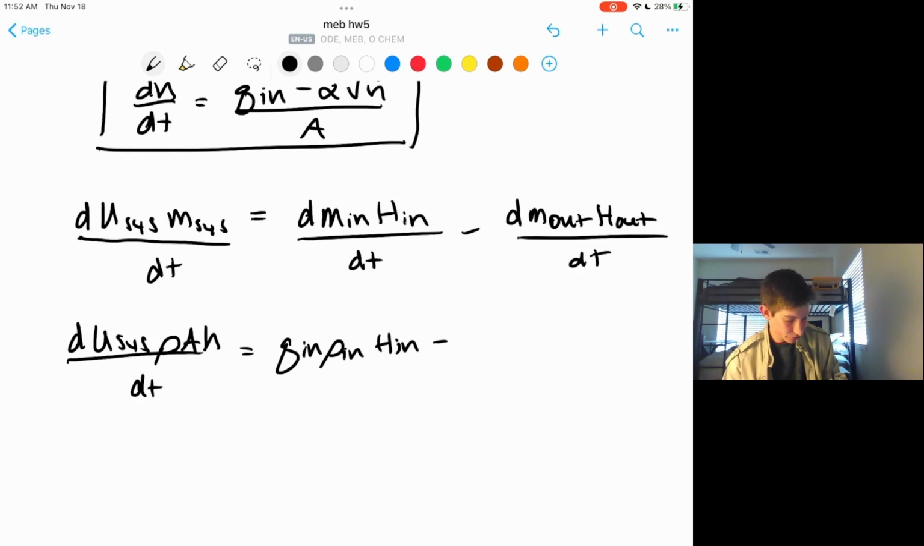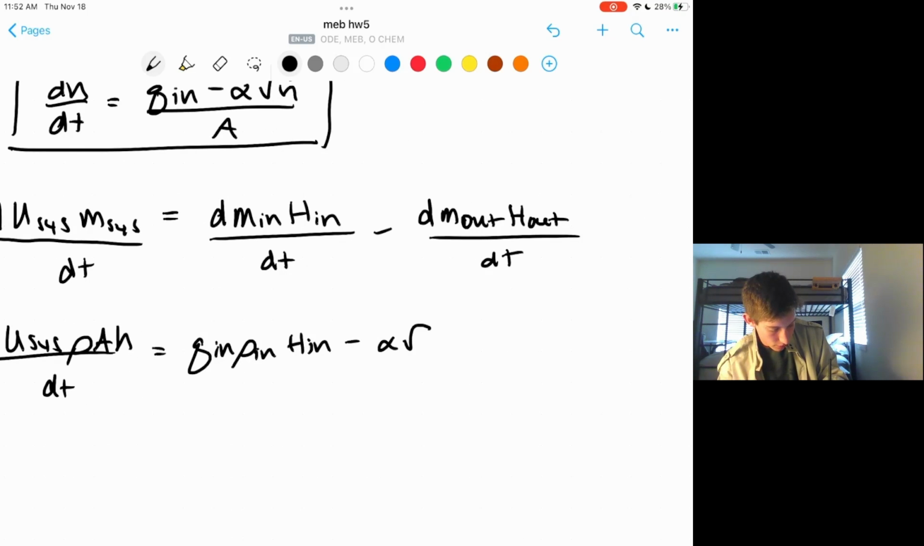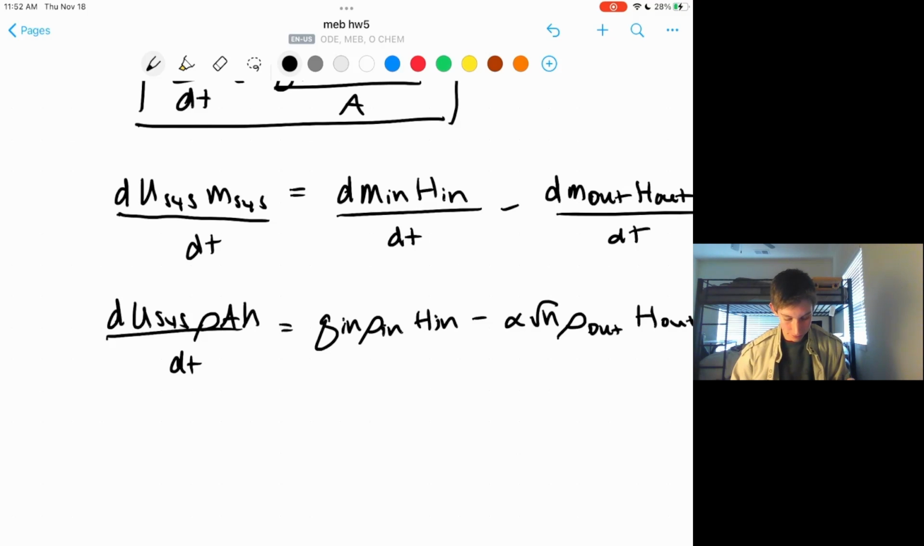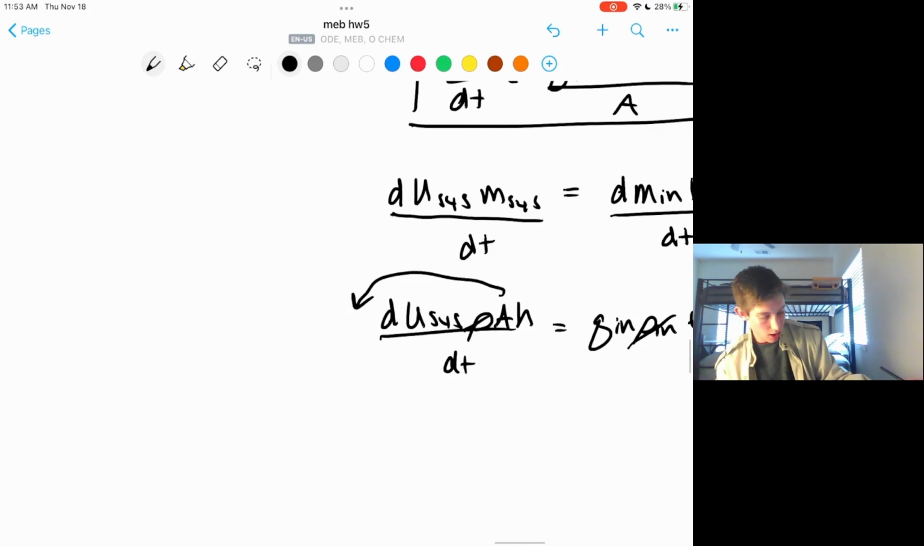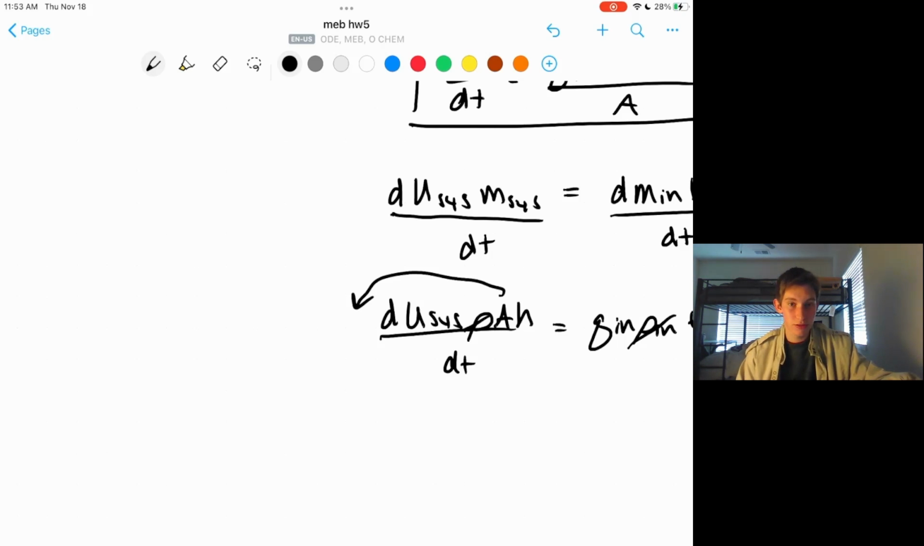minus alpha radical H, density going out times the enthalpy out. So we're going to cancel the densities. We can pull out the area in front. But there are also two equations that are very important to note that tie in temperature, and that relates the specific heat with the change in the internal energy and the change in enthalpies.